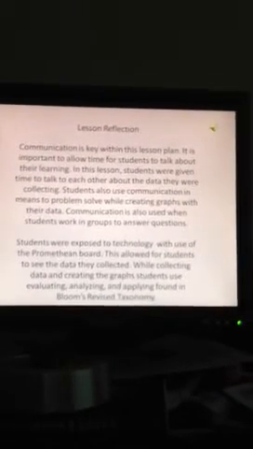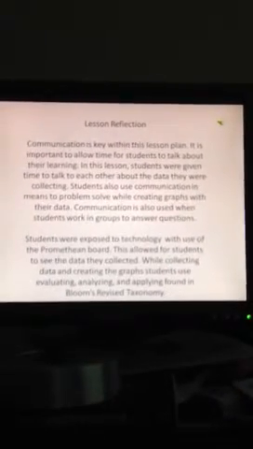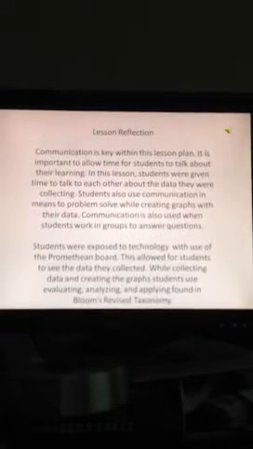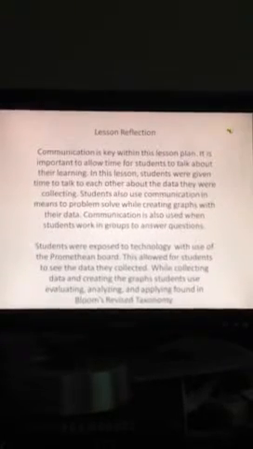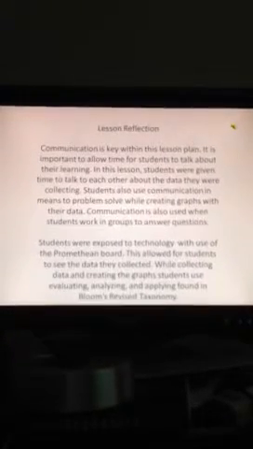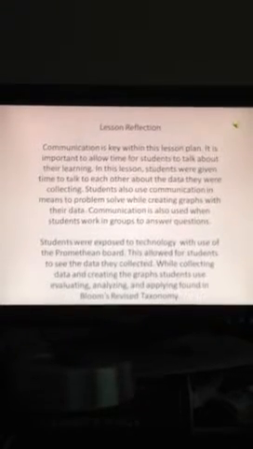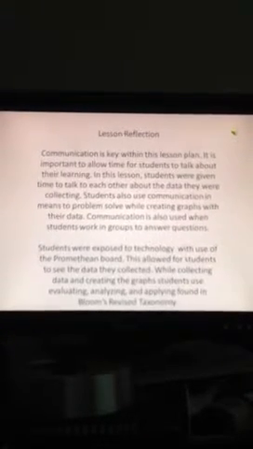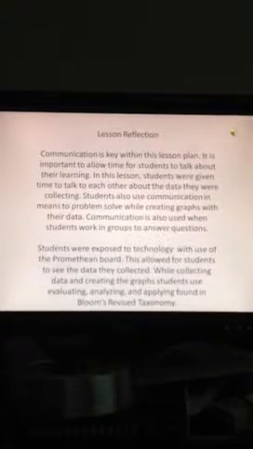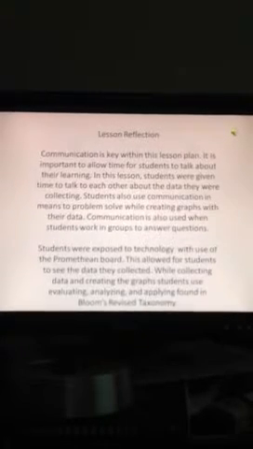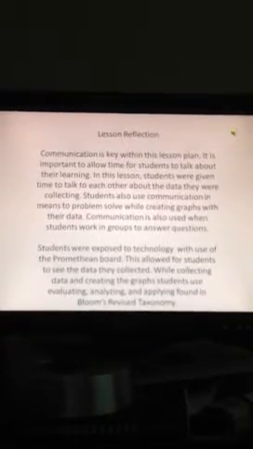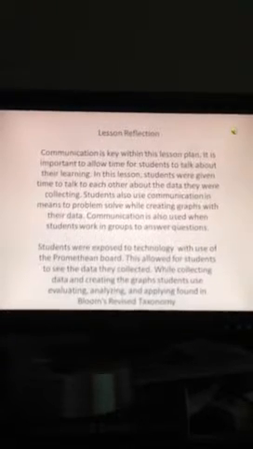Communication is key within this lesson. It is important to allow time for students to talk about their learning. In this lesson, students were given time to talk to each other about the data they were collecting. Students also use communication as a means to problem solve while creating graphs with their data. Communication is also used when students work in groups to answer questions.